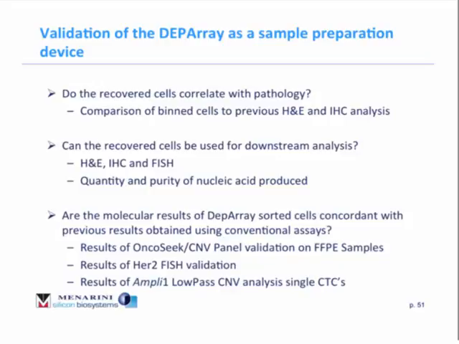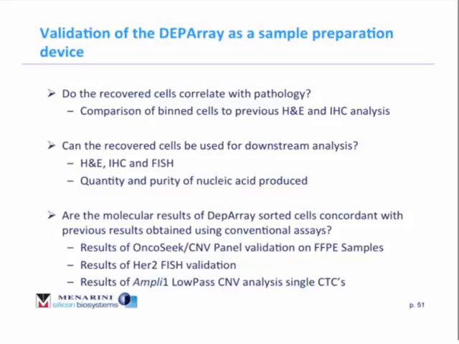So the third area: are the molecular results of the cells concordant with results using conventional assays? We've looked at the OncoSeek CNV validation panel on FFPE samples. We've taken FFPE samples that have been validated or previously run in clinical tests, validated clinical tests. We've performed DEPArray sorting and compared the results and achieved 100% concordance. A couple of minor variations are to be expected considering the increased purity from the DEPArray samples.